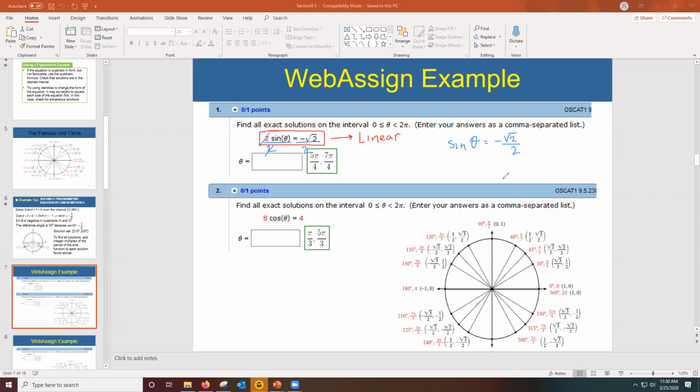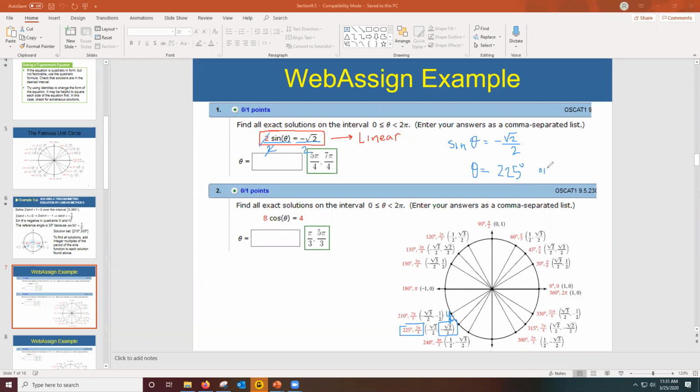All right, now I just have to figure out theta. Really, it's asking what angles have the sine equal to -√2 over 2. Well, I know that when I go to the unit circle, the sine is the y value. So I'm going to go on a little bit of a scavenger hunt here. I'm looking for where the y value is -√2 over 2. So here it is, one location. It looks like the angle is 225 degrees or 5 pi over 4.